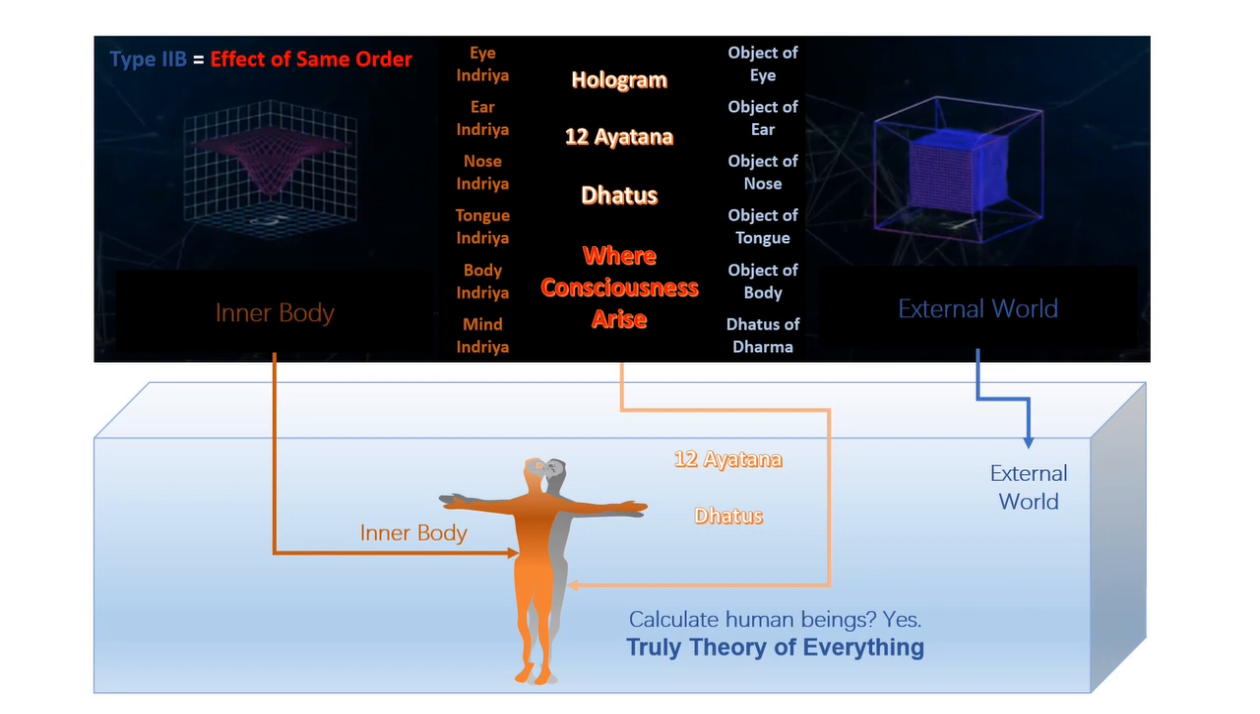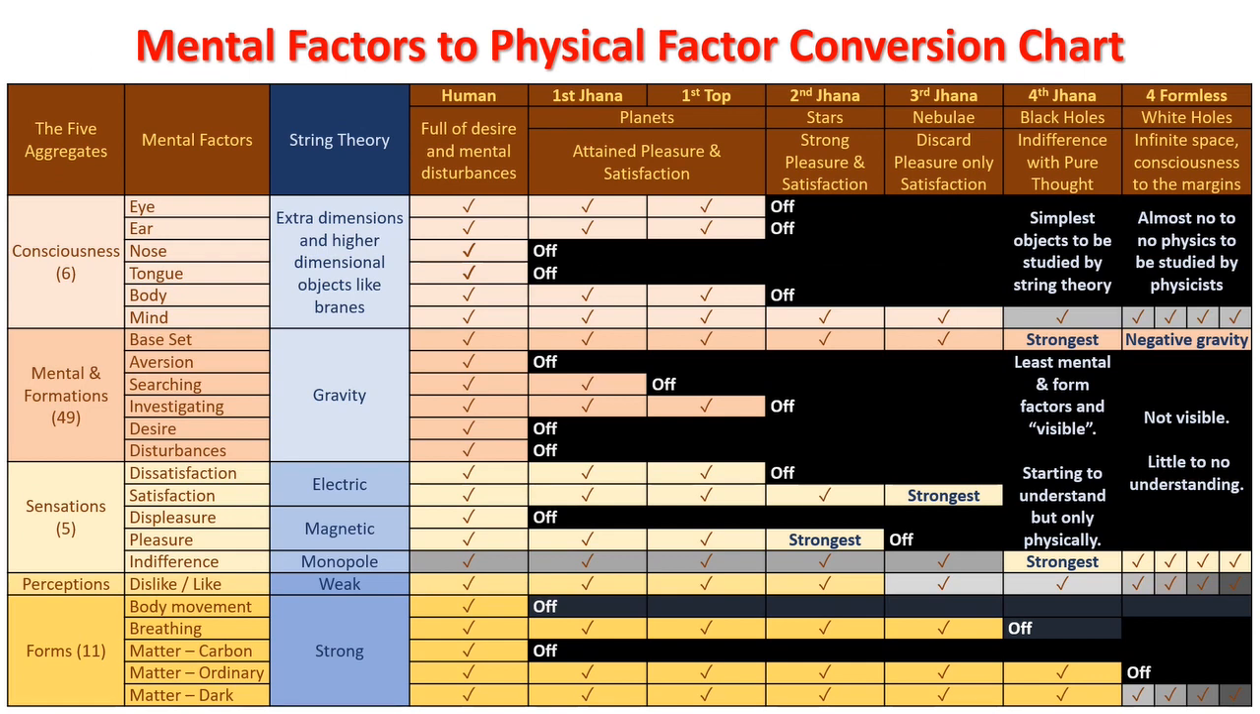Since string theory can be used to calculate black holes, can string theory be used to calculate human beings? Certainly, that is truly the meaning of theory of everything. Because black holes are 4th jhana beings, they have only 6th mind consciousness, and mental formation factor is the least of all. It has gotten rid of 4 out of 5 sensations factors and is left only with indifference. Therefore, they are very easy to calculate. But calculation for human beings will be much more complex because of the complicated mental factors with strong desires.